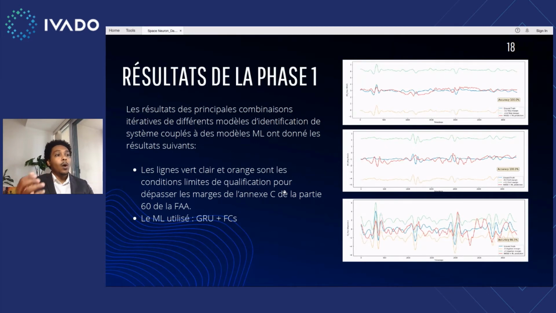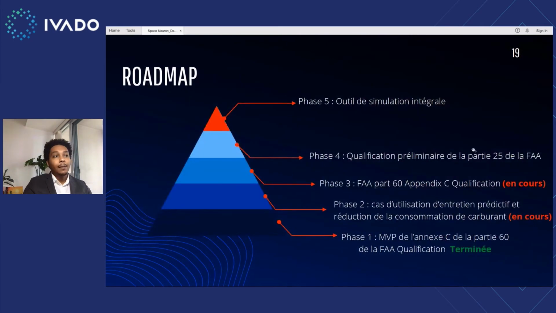Basically, what we aim to do is find the right balance between the approach of system identification and machine learning to come up with the highest fidelity models that run in real time in a very efficient and responsive way, because we're hoping to have this mounted on aircraft and used in real time.